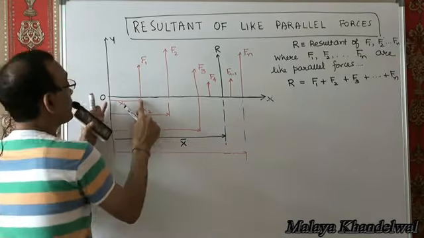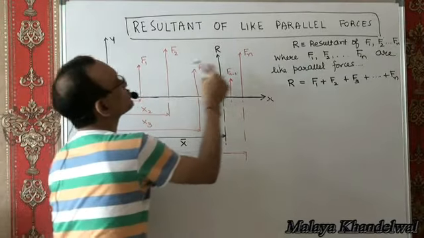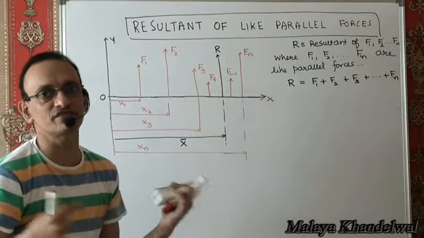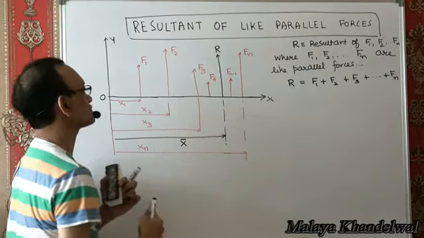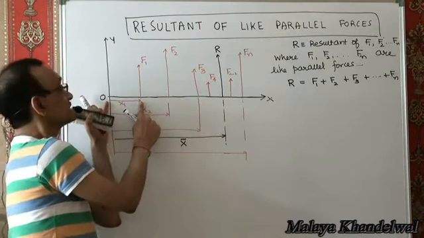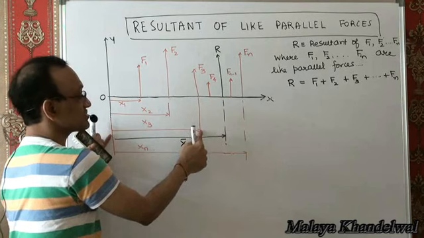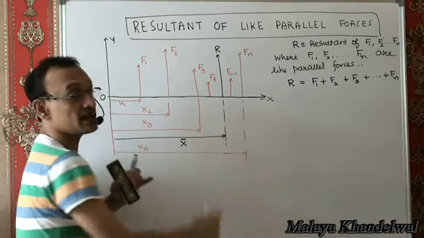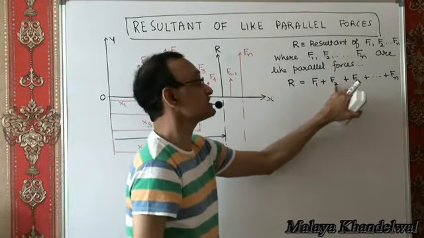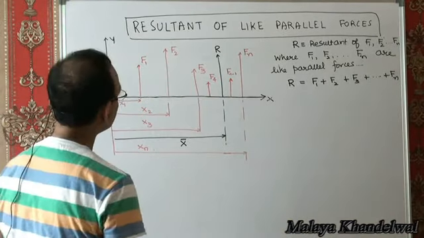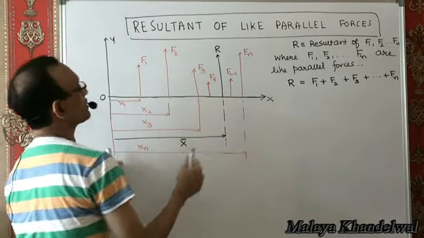Given that F1 acts at a distance x1, let's say from the y-axis, my choice of y-axis is parallel to these forces. It's not like the y-axis came first and then these forces. Let's say the forces were there and I chose my y-axis parallel to these forces. So F1 acts at a distance x1 from the y-axis, F2 acts at a distance x2 from the y-axis, F3 acts at a distance x3 from the y-axis, and Fn acts at a distance xn from the y-axis, right? So where should R, which is F1 plus F2 plus F3 plus Fn, act? Suppose R acts at a distance x bar from the y-axis.